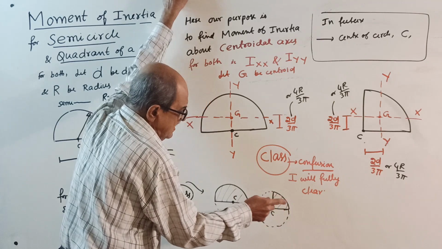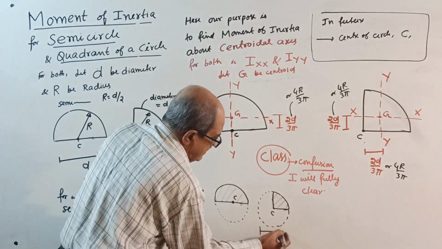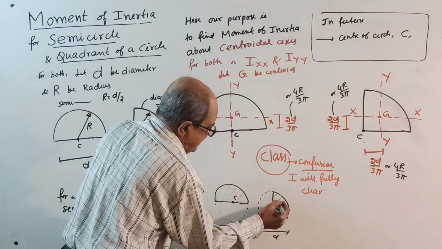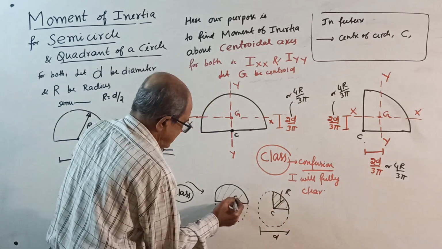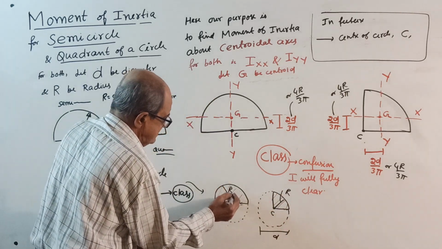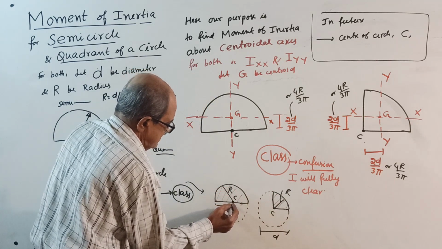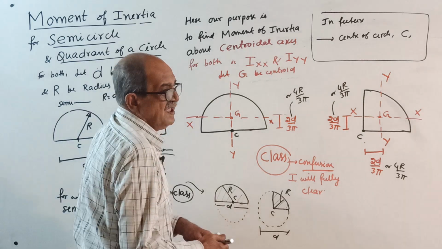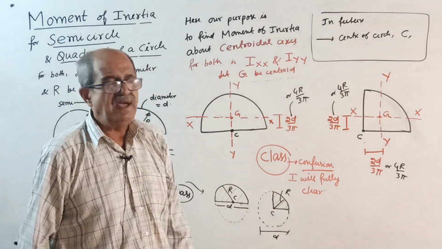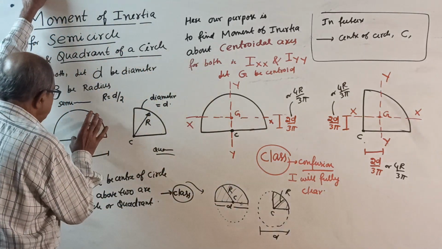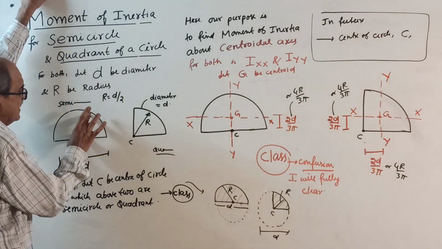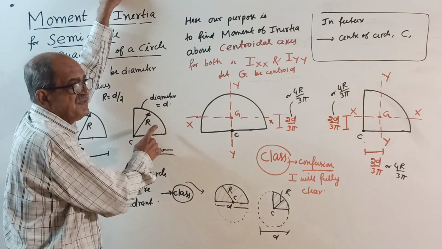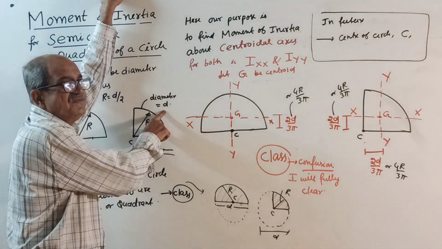C is the center. Here, this is the diameter. Of course, this is the radius. This is the radius, this is the diameter. So in all the cases, radius equals half the diameter. In a semicircle you can see the diameter and the radius. In a quadrant of a circle, you always write it.